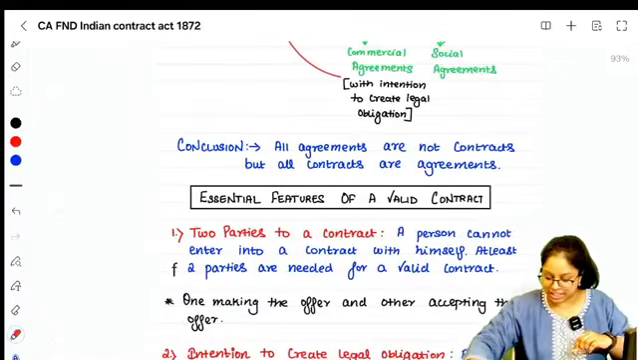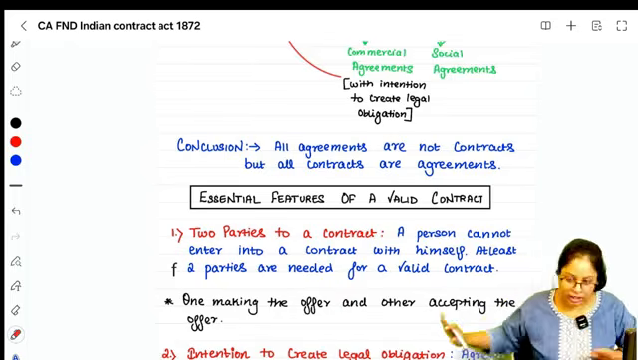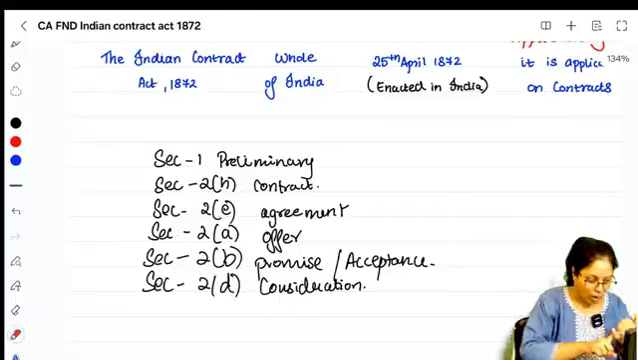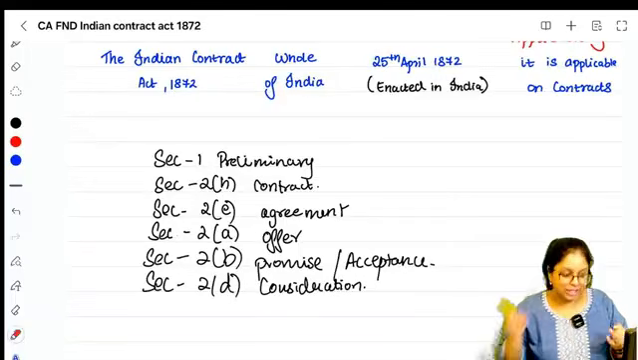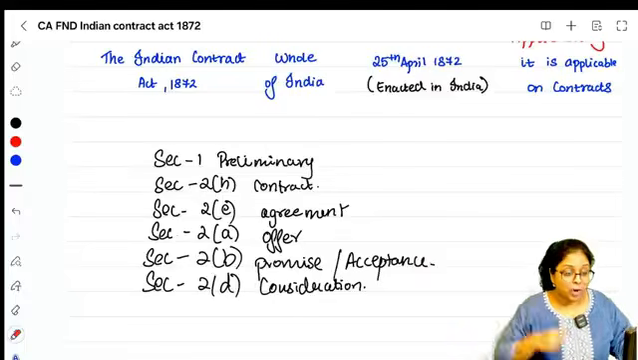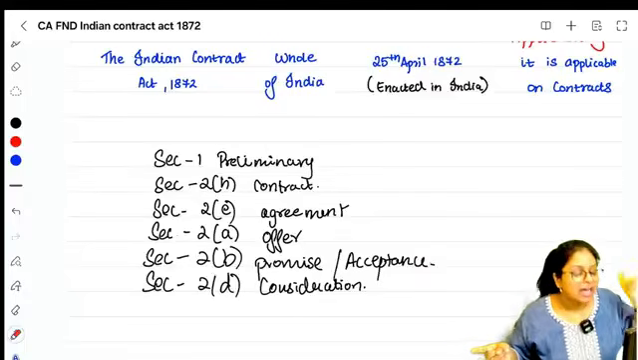Up to now, the sections we have studied, let's take a quick glance, we're not going to go fully. We started off with section number 1, which was preliminary. 2H is contract, 2E is agreement, 2A is offer, 2B is promise and acceptance, 2D is consideration.